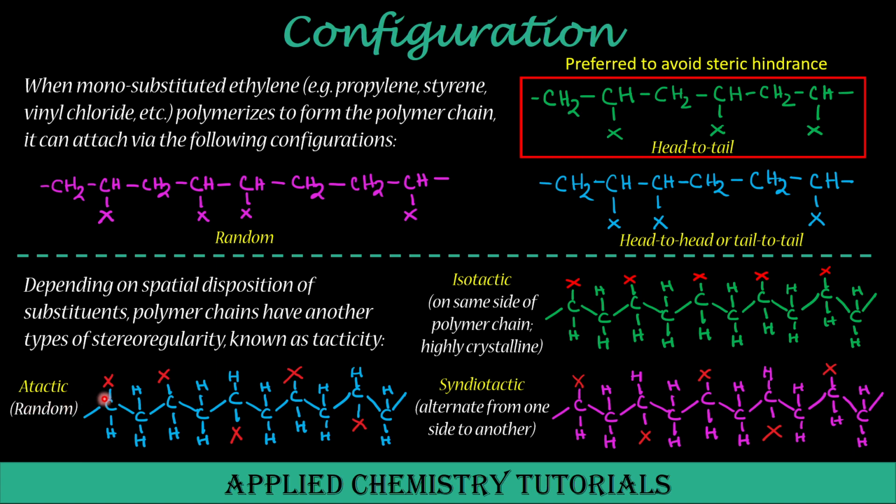Now comes the atactic. Now X groups are randomly placed across the polymer chain. Because of that, their crystallinity is very poor.